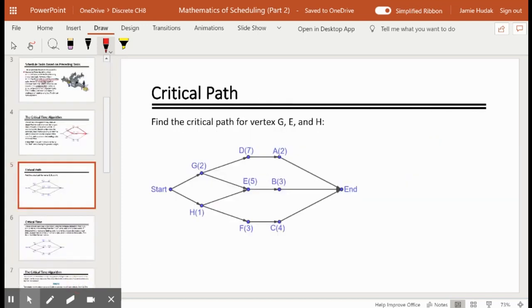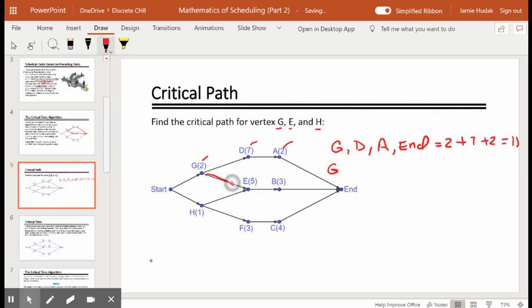So we're going to find the critical path for G, E, and H. And if we look at G, we can go the path from G to D to A to the end vertex. And if we add up all of the numbers there, G has a time of 2, D has a time of 7, A has a time of 2. This path to get to the end would take 11 units of time.